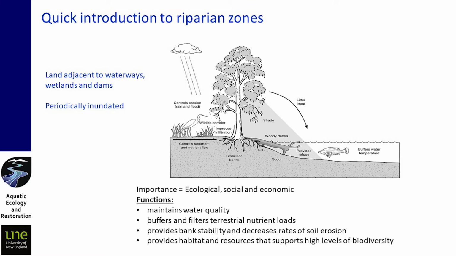And ecologically, these are critical parts of our landscapes because they mitigate or filter between the terrestrial zones and the aquatic zones. The sediments and nutrients coming off our hill slopes are filtered by the plants in the riparian zone, and that helps reduce those sediment and nutrient loads into our streams. And that helps maintain water quality.